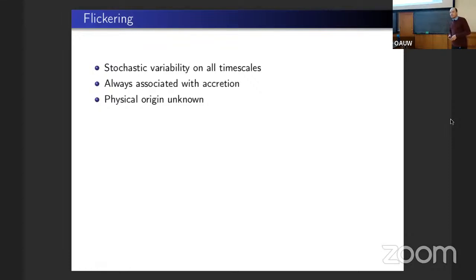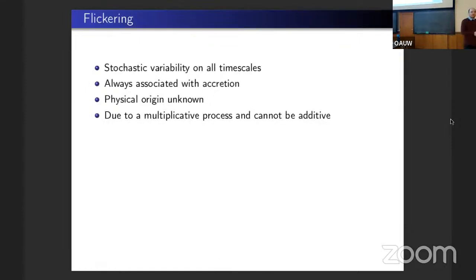The actual physical origin of flickering is not known. We have no idea. There are a few models, but absolutely nothing confirmed, only wild guesses. The only thing that we know about the physical origin of flickering is that it is due to a multiplicative process and not an additive process. We know that because the distribution of fluxes is log normal. This is the only thing that we have, but it cannot pinpoint the exact model of flickering.